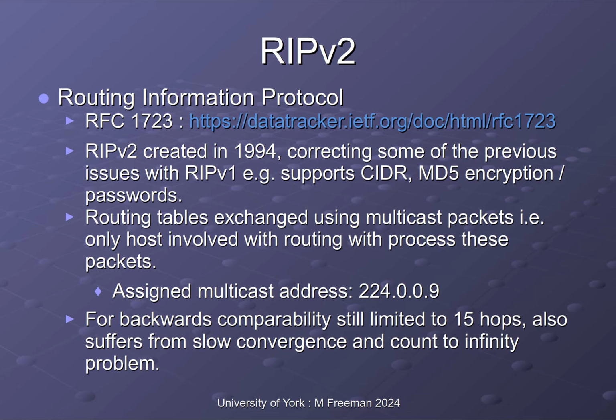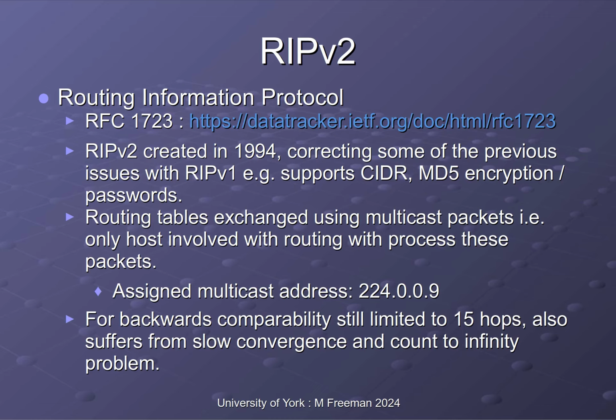So to solve some of those problems, we have RIP2, RIP version 2. So again, RFC 1723 if you want a little bit more information. So this one here corrected some of the issues. So RIP1 was based on classful addressing, whereas RIP2 uses CIDR. So we have completely configurable subnets there. It also has encryption to some level, MD5 encryption and passwords to give it a little bit more security.